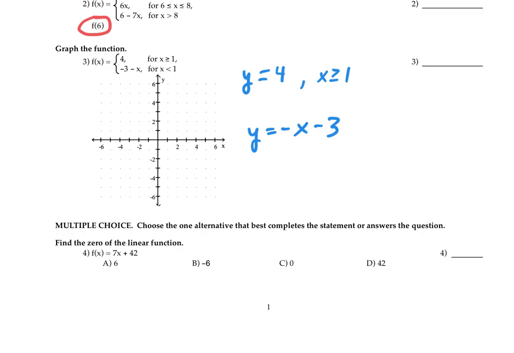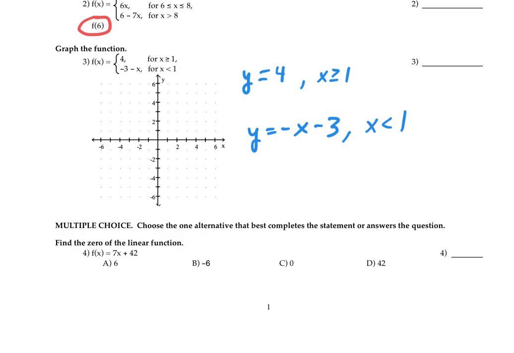Okay, so just to help you get started on this, if I graphed y equals 4, what kind of line would that be? Yep, it's going to be horizontal, okay? But I'm not graphing the entire line. I'm only graphing it from 1 to the right, from 1 to forever. This one here, we're only going to graph to the left of 1. So it's going to go all the way up to 1. But because it's not including 1, we want an open circle where 1 is at.